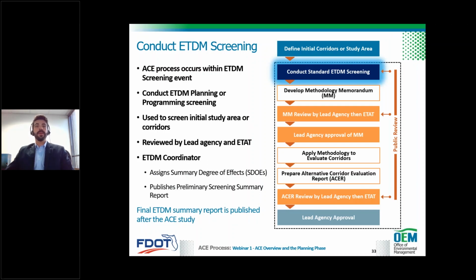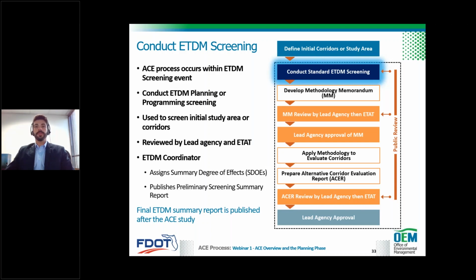Okay, so now that you have your corridors identified, or you have a defined study area, the next step is to screen them. For this overview presentation, just know that the ACE process occurs within the ETDM screening event, whether a planning screen or a programming screen, as Ted was talking about earlier. It starts with a standard ETDM screening. Afterwards, 2 ACE deliverables are reviewed in the ETDM environmental screening tool. And then the ETDM screening event is finalized after the ACE study is approved.